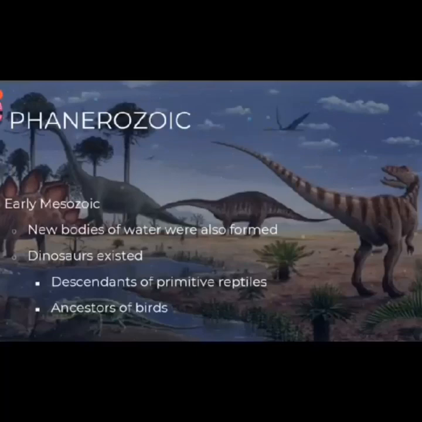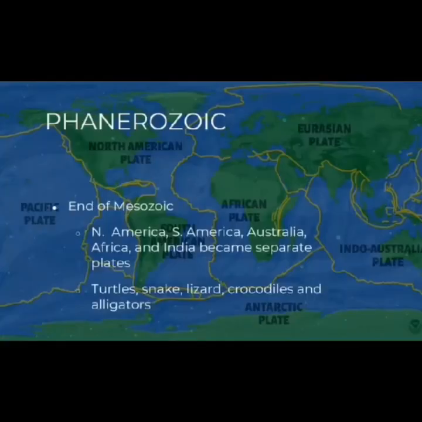Mesozoic, it is very known to be the age of dinosaurs at sa era na ito nagbo-break ang Pangaea into two large landmasses na tinatawag na Laurasia and Gondwana. New bodies of water were also formed. Dinosaurs existed, descendants of primitive reptiles, ancestors of birds. Became separate plates. Turtles, snakes, lizards, crocodiles, and alligators remain the only ones that survived in this era.